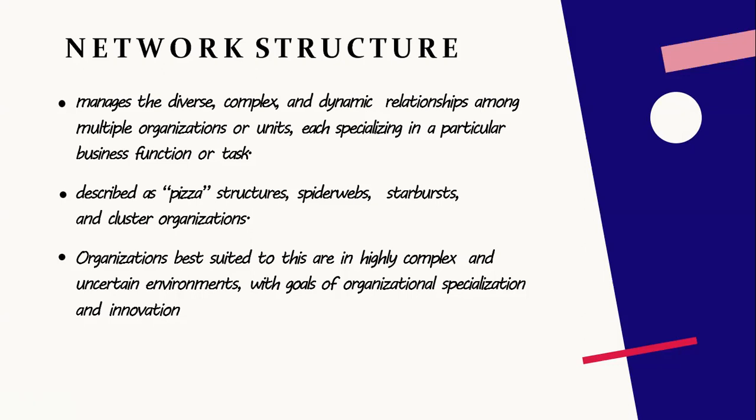It is also a structure where organizations best suited to this are in highly complex and uncertain environments with goals of organizational specialization and innovation. For examples of this structure, we have companies such as Apple Computer, Sun Microsystems, Nike, and Merck, which have implemented the vertical market and intermarket network structures.